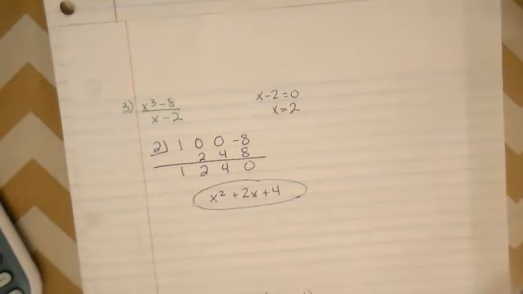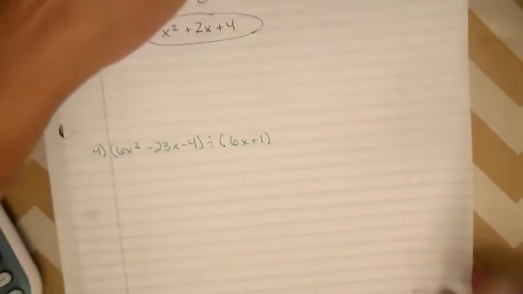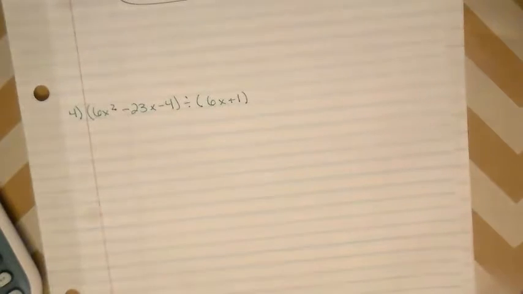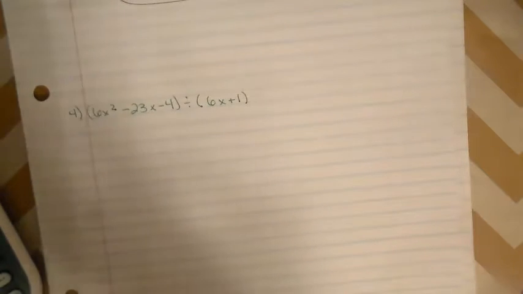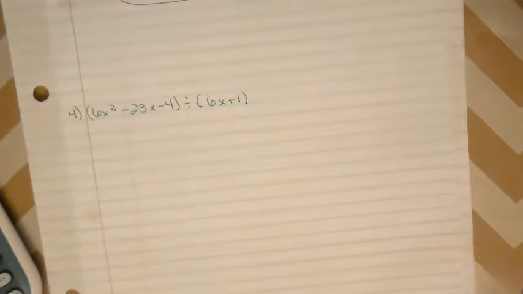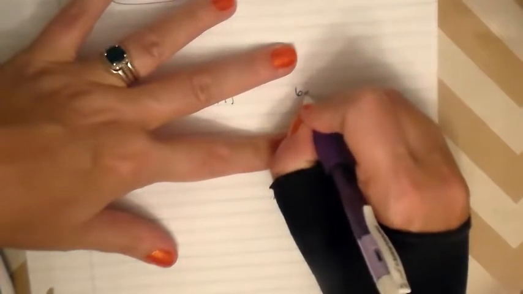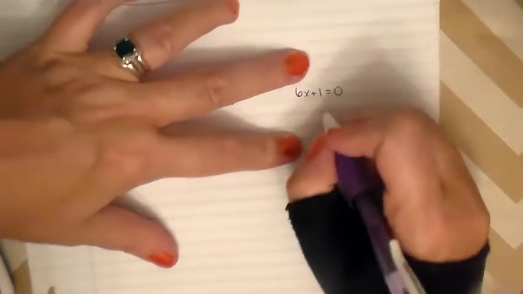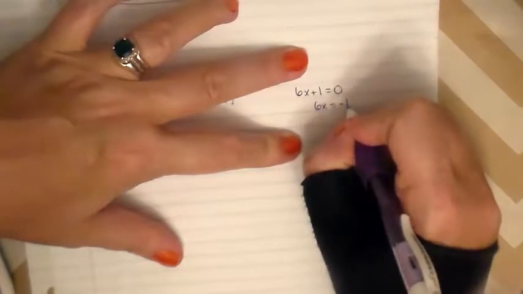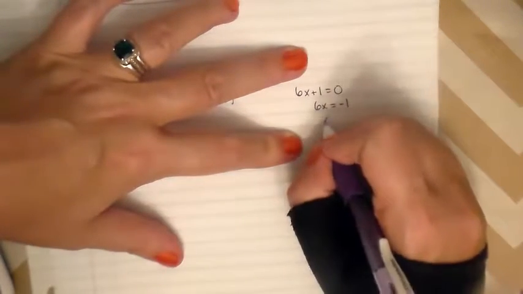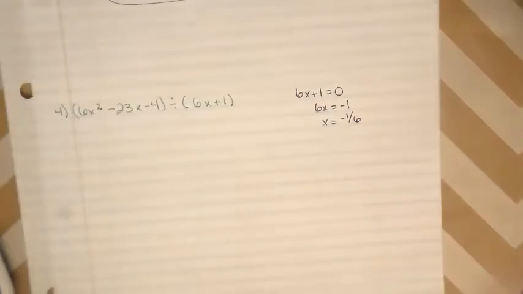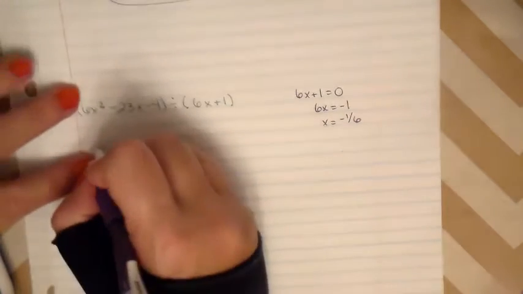No remainder. Now, when I have this situation here where I have a 6, you're going to have to deal with a fraction. And that's okay, as long as you're comfortable with fractions. If you don't want to deal with the fraction, then you wouldn't use synthetic division, you'd use regular long division. So I'm going to take that 6x plus 1 and set it equal to 0. When I subtract 1 from both sides, I get negative 1. And when I divide both sides by 6, I get negative 1/6. That is what goes in the box.